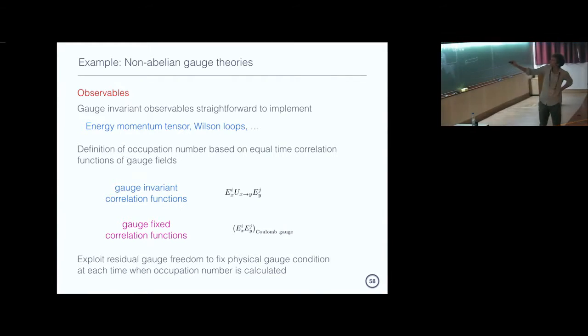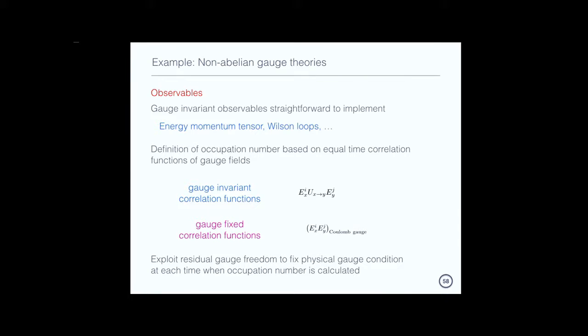Now you can do this. We've actually done this to a certain extent too. However, what's most frequently used is to use these gauge fixed correlation functions. Someone had quite good experience with this. But then of course what one has to do is one has to fix a gauge, right?